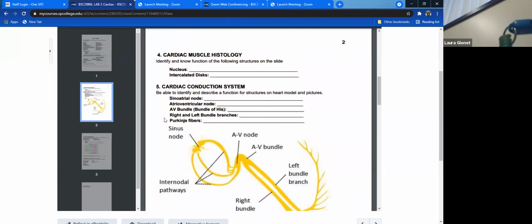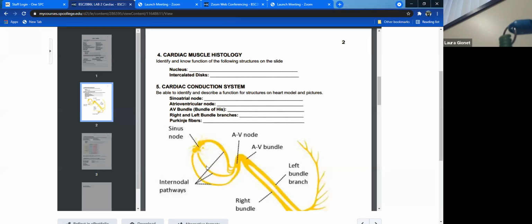Okay, now we will move on to the cardiac muscle histology. You need to be able to, if you see a slide and you're asked to identify this tissue, cardiac muscle. If they're pointing to an oval dark staining structure, it's the nucleus. And what does the nucleus do? It houses genetic information.